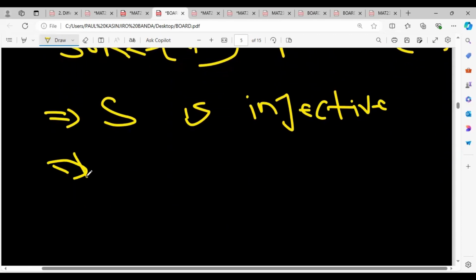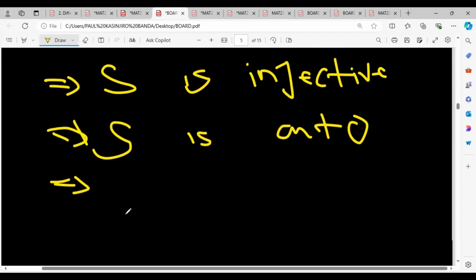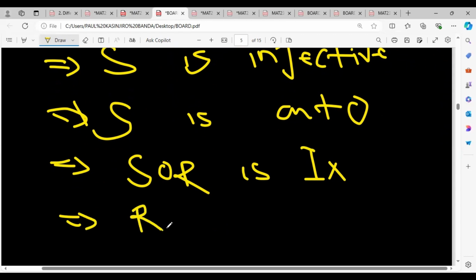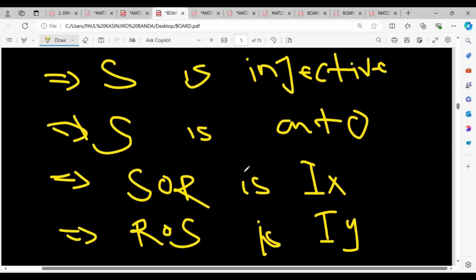And then number 2, we must show that S is onto. Then 3, we must show that the composition of S R is actually the identity on X. And then number 4, we must prove that the composition of R of S is actually the identity on Y. So this is all that we want to prove. We must prove that S is injective, S is onto, the composition S of R is the identity on X, and the composition R of S is the identity on what?